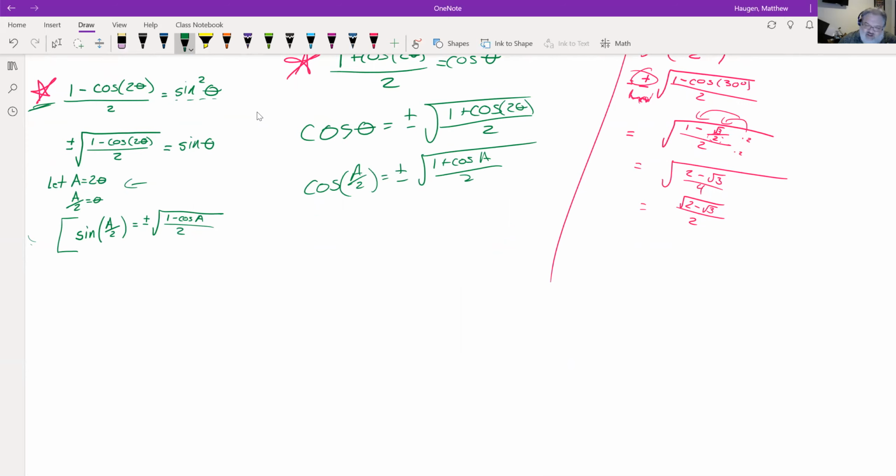Just so we can see it used, let's say we have the cosine of, what do I want here? How about 11 pi over 8?